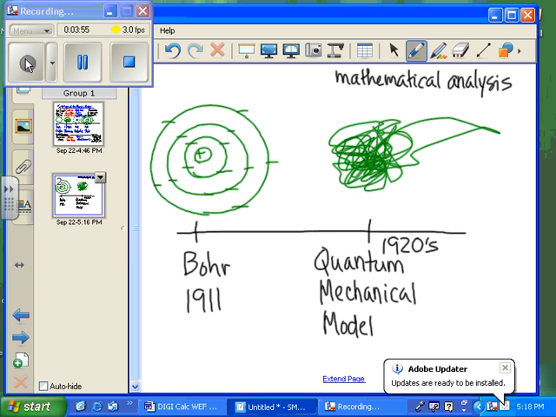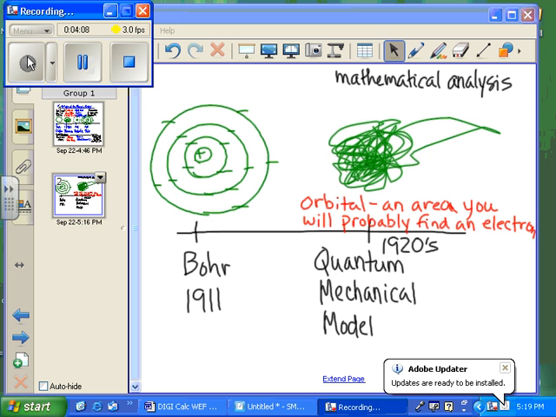But really what he came up with was the fact that there are orbitals. An orbital is an area of probability of finding an electron. This quantum mechanical model is the current model that we have today. Again, their major contribution was the fact that we know that electrons are found in orbitals, which is an area where you will probably find an electron.